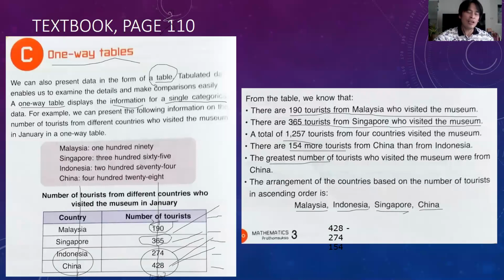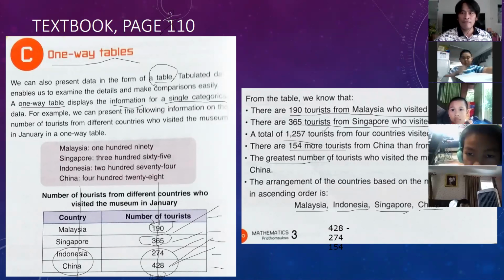So based on the table, class, you can answer some questions regarding the table that is presented. Okay, very easy. Next.